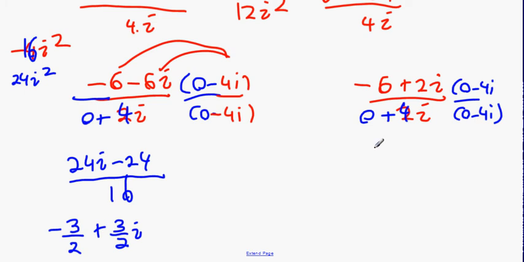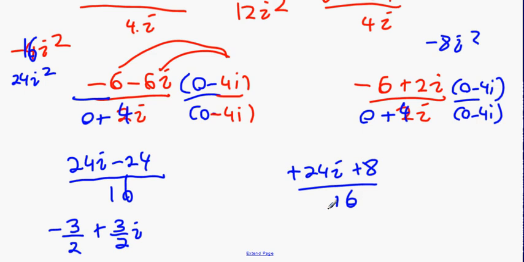Okay, and then the next one is going to be plus 24i minus 8i squared. Minus 8i squared is plus 8. And once again, we're going to divide all that by 16, and then we're going to get a half plus 3 over 2i.